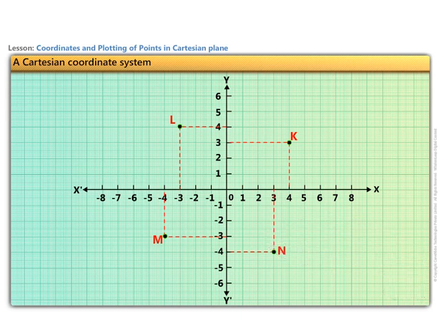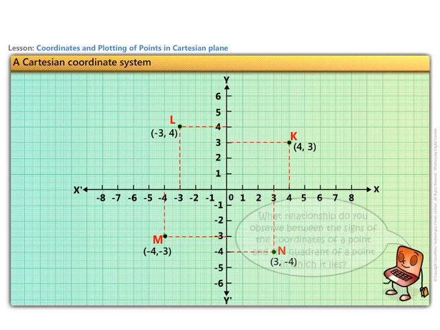What do you observe? In the coordinate system, point K lies in the first quadrant and both its x and y coordinates are positive. Point L lies in the second quadrant. Its x coordinate is negative and y coordinate is positive. Point M lies in the third quadrant. Both the x and y coordinates are negative. Point N lies in the fourth quadrant. Its x coordinate is positive and y coordinate is negative.